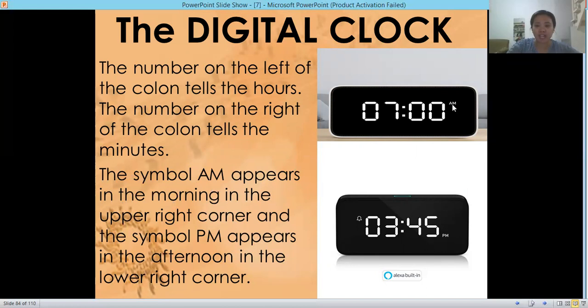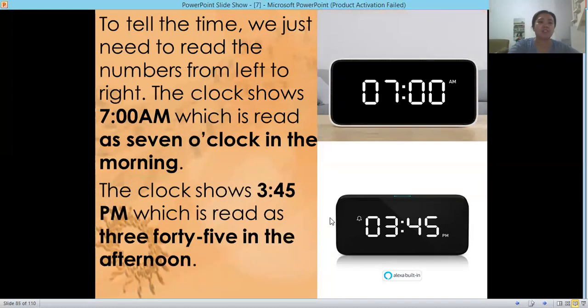Okay po, 7 a.m. or 7 in the morning. 3:45 p.m. or 3:45 in the afternoon. Okay po? To tell the time, we just need to read the numbers from left to right. So this one is 7 a.m., which is read as 7 o'clock in the morning. Okay, 3:45 p.m. or 3:45 in the afternoon.